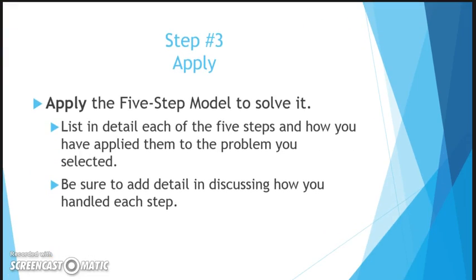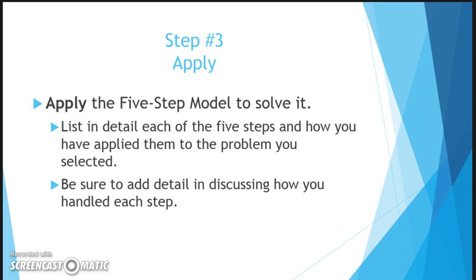Then the final step is to list in detail applying the 5-step model to the problem you picked. So you're going to pick a problem and then you're going to take those 5 steps that you briefly described at the top and apply them to your problem. This is where the bulk of the paper is going to be. Out of those 300 words, 250 or more should be this application of the 5-step model to your problem.